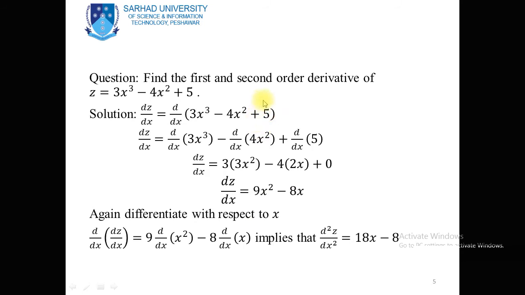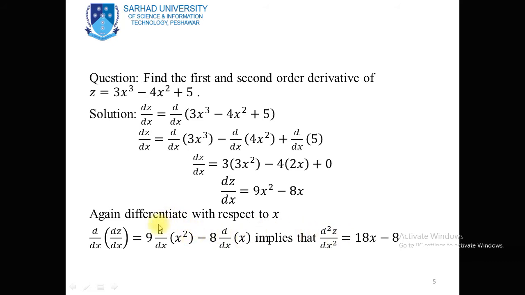Now we want to calculate the second derivative of the function. Now taking again the derivative with respect to x of this result, you see over here again the derivative of this result with respect to x, and this is equal to 9 derivative of x square with respect to x minus 8 derivative of x. So this term will be equal to d square z divided by dx square. This means that again the derivative of the function again with respect to x.